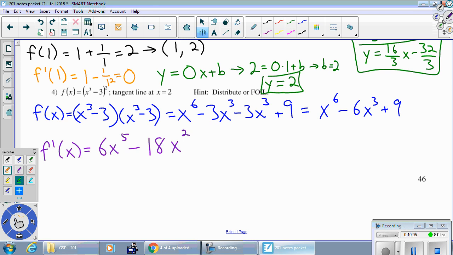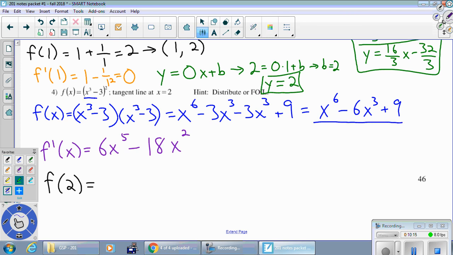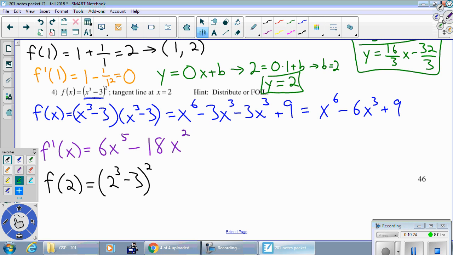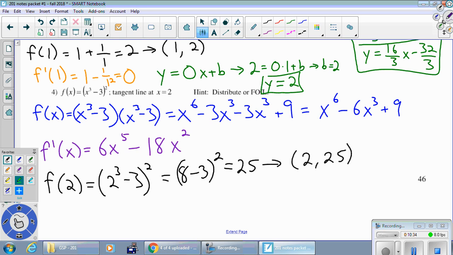Okay, now we're going to find the coordinates of the point when x is 2. So we're plugging into the original now. You could plug into this guy. I don't know if that's any easier or harder. I'm going to plug into the original, this one. So that becomes 2 to the third minus 3, the whole thing squared. So that's 8 minus 3 squared, or 25. So the coordinates of the point we're interested in are 2 and 25.